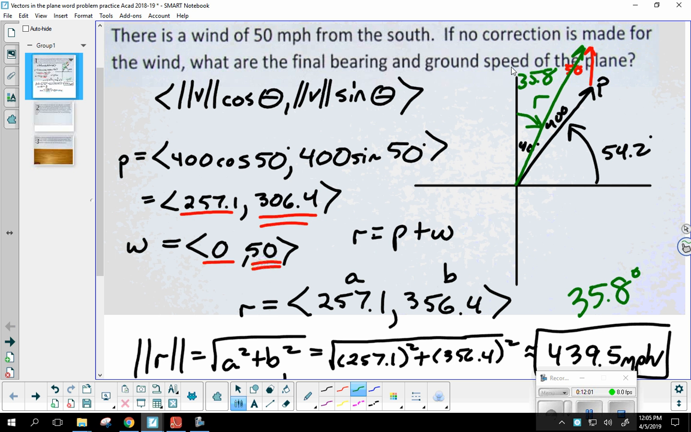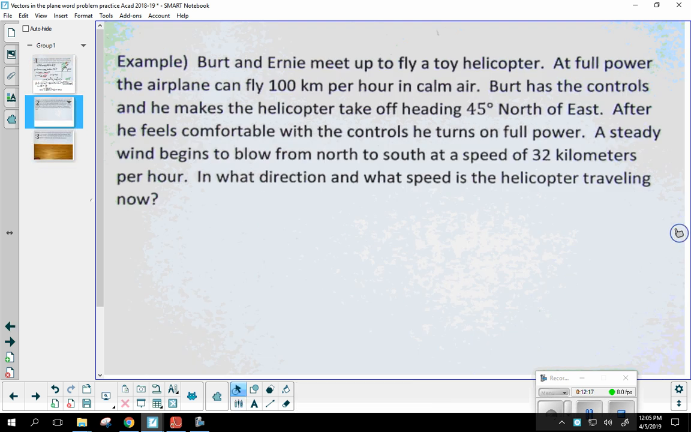Okay, how are we doing? Are they starting to make a little more sense? The good news is they work the same way. You find your two vectors, add them up, find the magnitude and angle measure of that one. Okay, so let's try this one.